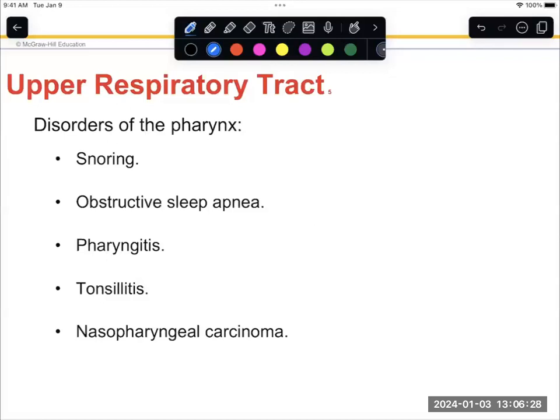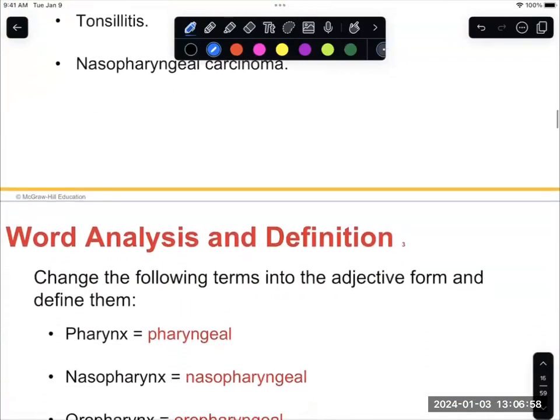Pharyngitis is inflammation of the pharynx. Most of the time it's caused by a viral infection, while tonsillitis is when a bacteria or virus gets into those tonsils and it's going to cause an inflammatory effect. Nasopharyngeal carcinoma. This is a pretty rare type of cancer that is treated with radiation and chemotherapy.